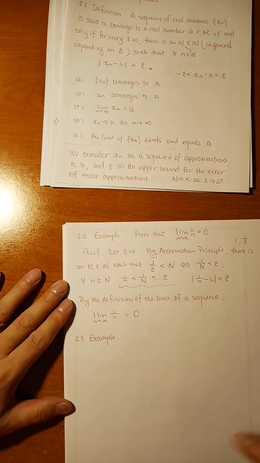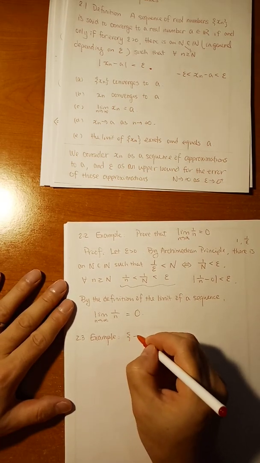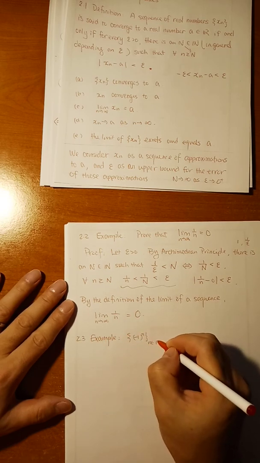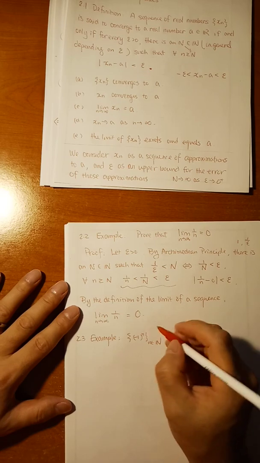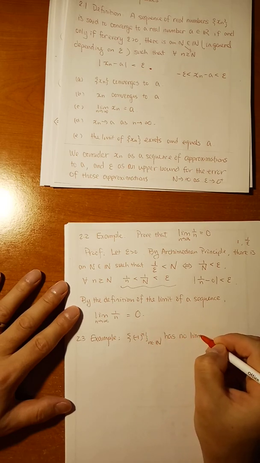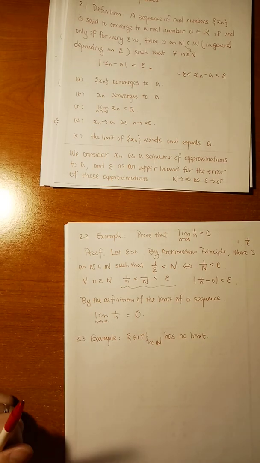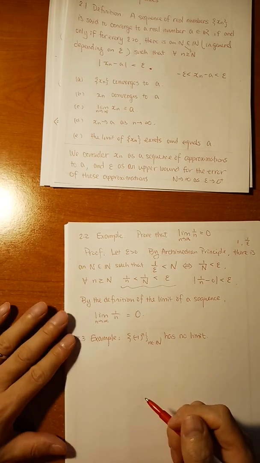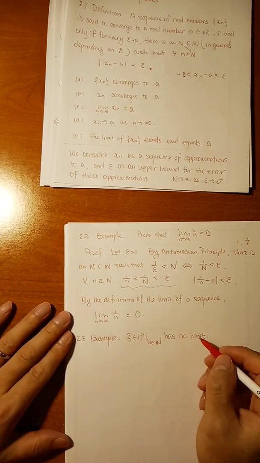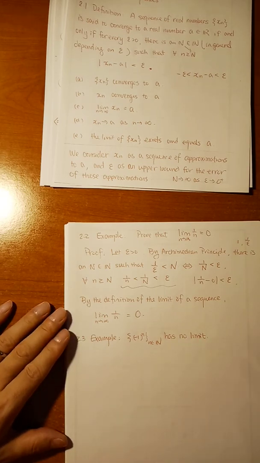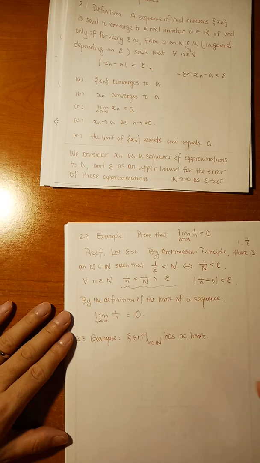So now let's see an example that has no limit. The jumping sequence. This one has no limit. Okay, so let's try it. Whenever you want to show it has no limit, either you already have sufficient information or you have to use proof by contradiction.